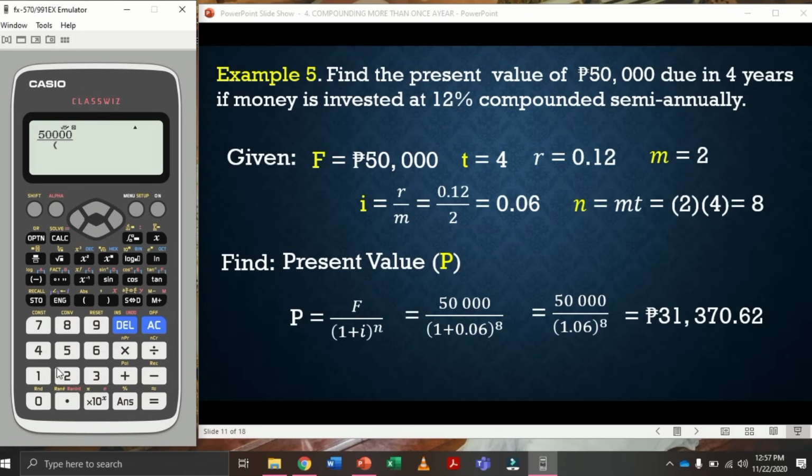Okay. 1 plus 0.06 or pwede ng 1.06, no? Raised to 8. Okay? Raised to 8. Okay, so the answer is 31,370.62. So, naka-round off na to. Okay? So, yan yung gamit ng calculator.